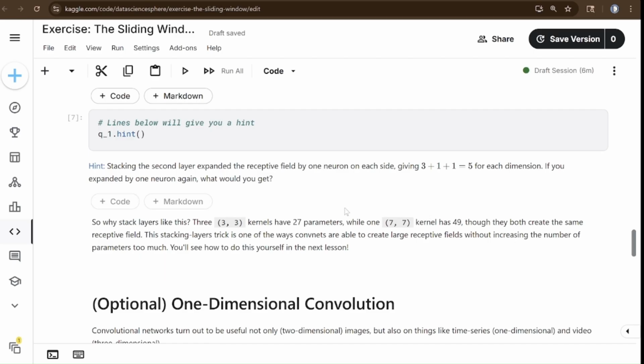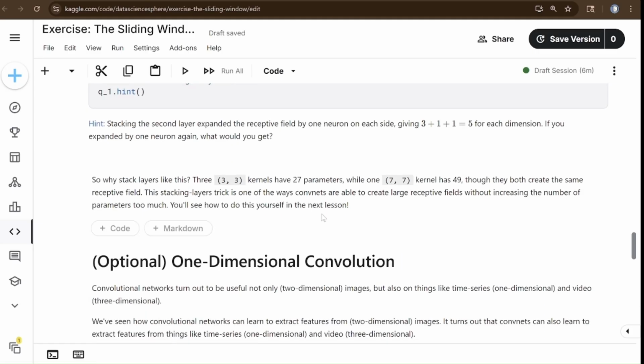Okay, so if you use one 7 comma 7 kernel, you have to work with 49 parameters, right? But if you use 3 comma 3 kernels and you use 3 layers, so what happens? It is giving you 27 parameters. So this is the best way to avoid too many parameters, because too many parameters will make the model complex. Now you will see how to do this yourself in the next lesson.